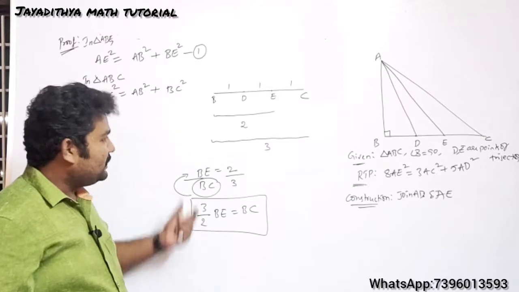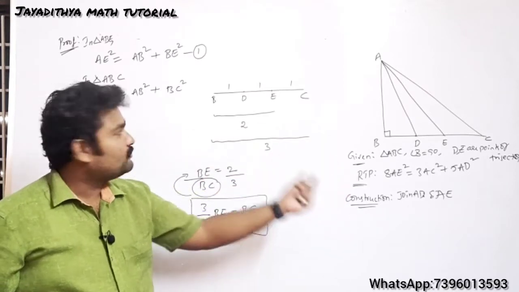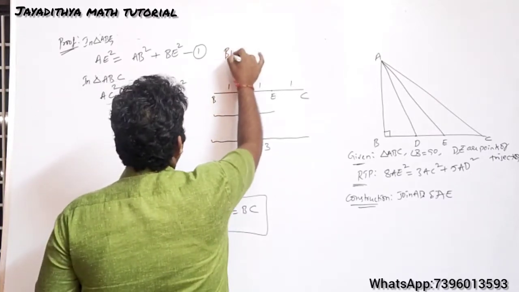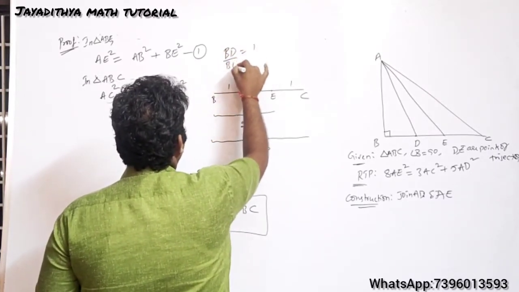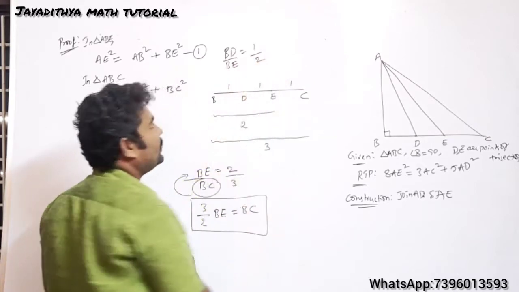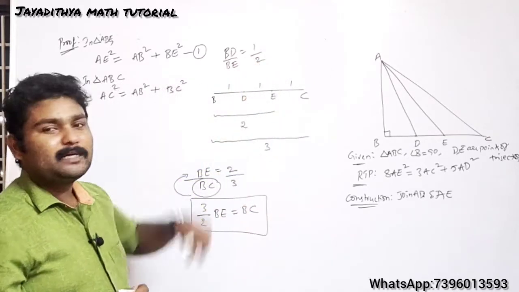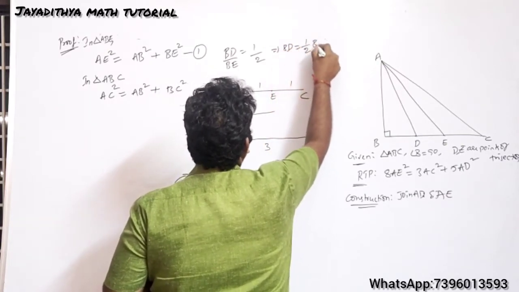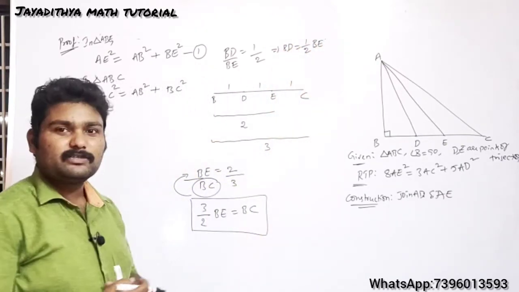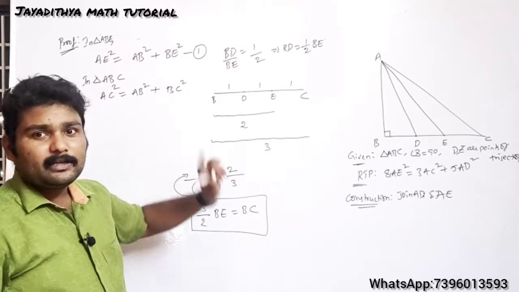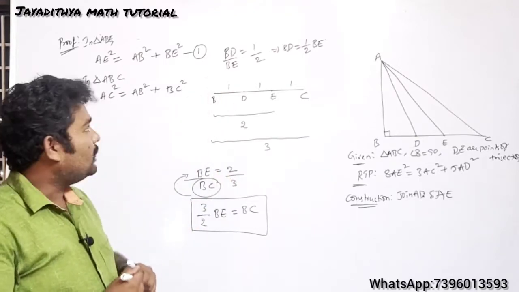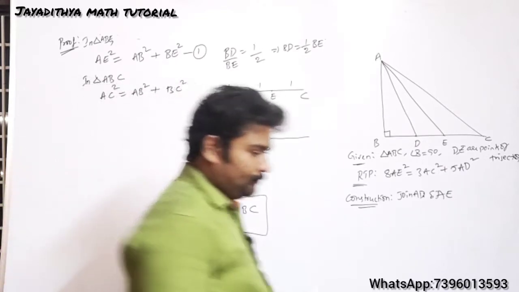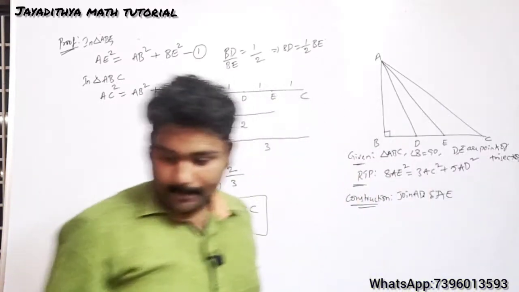Even if you find the value of AD square, there you need to find BD. So here also you apply the same case. BD is equal to 1 part and BE is equal to 2 parts. I want BD in terms of BE. So BD will be equal to 1 by 2 of BE. Clear? BD is equal to 1 by 2 of BE. These two parts are very, very important. If you have any doubts, do comment in the comment section, and I'll try to explain once again. Okay, now let us see what happens.